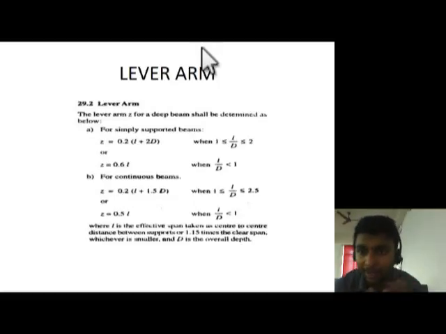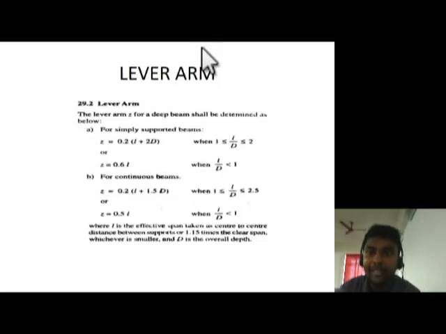If we go for continuous beams, Z is equal to 0.2 into (L plus 1.5D), where L by D is between 1 and 2.5, and Z is equal to 0.5L, where L by D is less than 1. Here L is the effective span, taken as the center to center distance between the supports or 1.15 times the clear span, whichever is smaller, and D is the overall depth. We should take the clear span which is smaller.